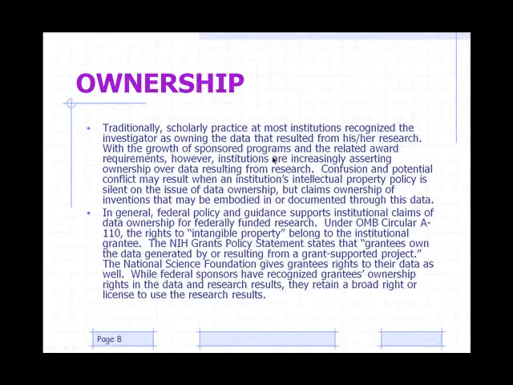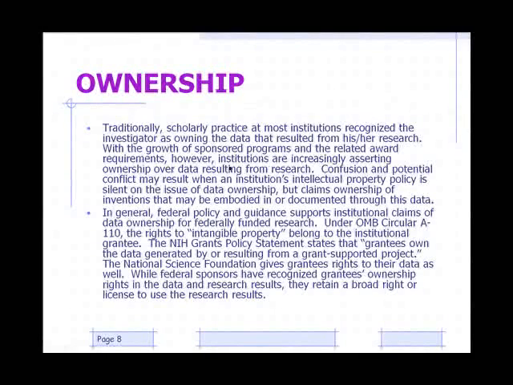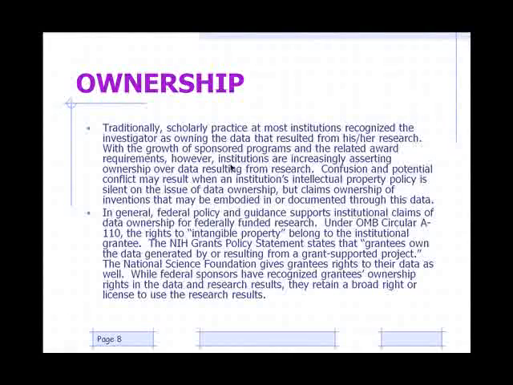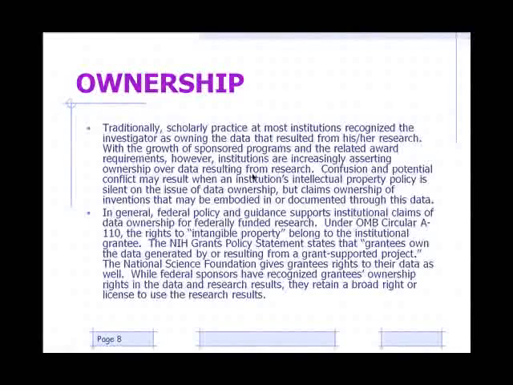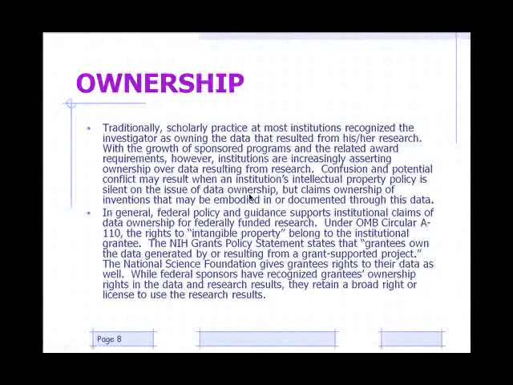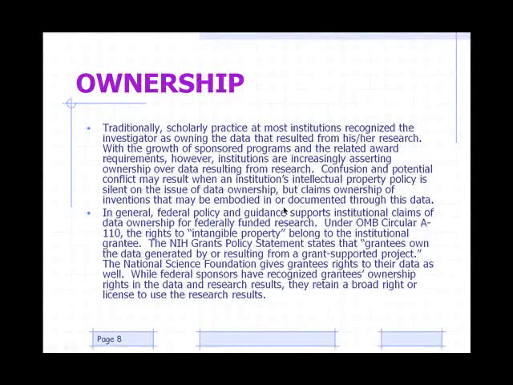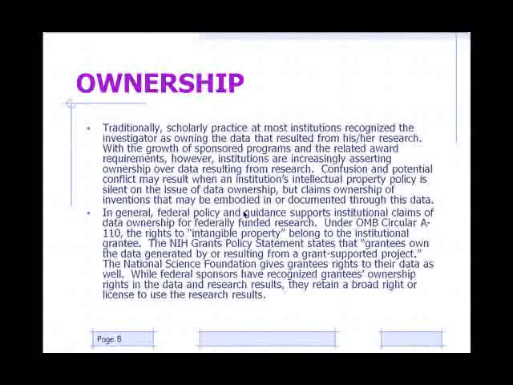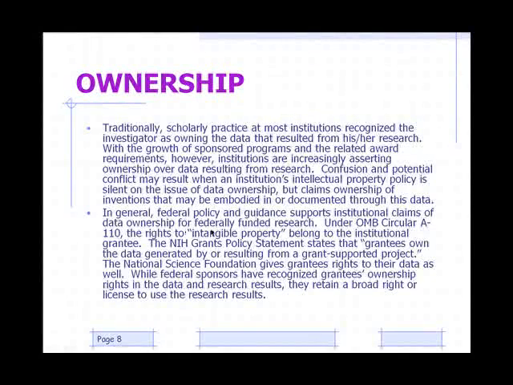With the growth of sponsored programs and the related award requirements, institutions are increasingly asserting ownership over data resulting from research. Confusion and potential conflict may result when an institution's intellectual property policy is silent on the issue of data ownership, but claims ownership of inventions that may be embodied in or documented through this data. In general, federal policy and guidance supports institutional claims of data ownership for federally funded research.